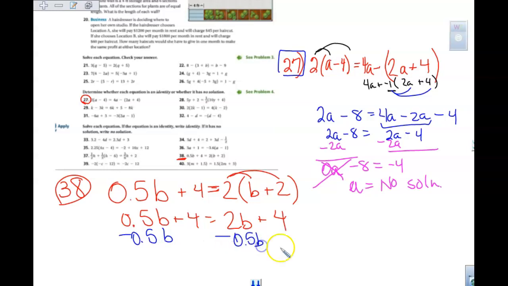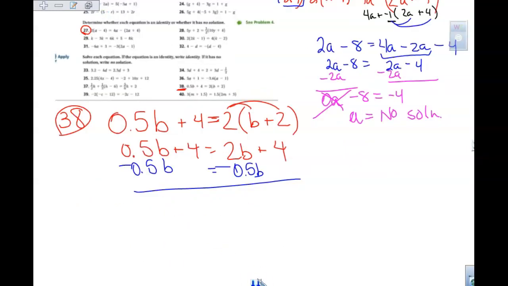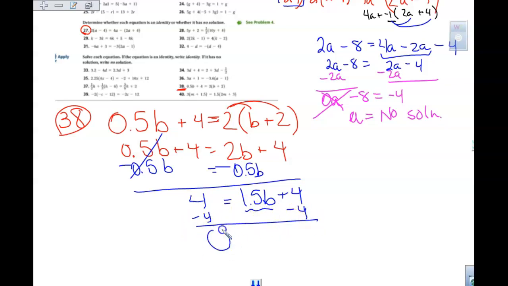Some of you, this is the work that you're not really showing me. You're just kind of putting down, some of you will put 2.5, because you're like, oh, 0.5 and 2, but they're on opposite sides of the equal sign. So when I am looking at this, this is going to be 1.5b, right? Because I'm subtracting. I have plus 4 equals, on this side I have 4. So we're subtracting 4 from both sides. We go, oh, I need to get this 1.5b by itself, so I subtract 4. And I get 0 equals 1.5b.